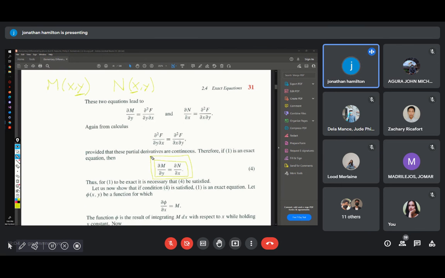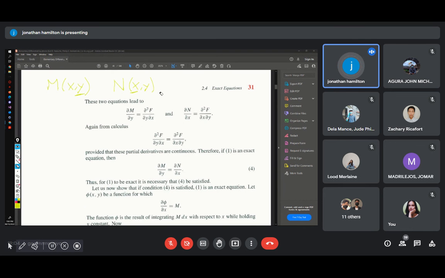And if it is an exact equation, from there we can solve or determine the differential equation. Now, one thing to note before we proceed: the partial derivative of M with respect to y is equal to the partial derivative of N with respect to x.